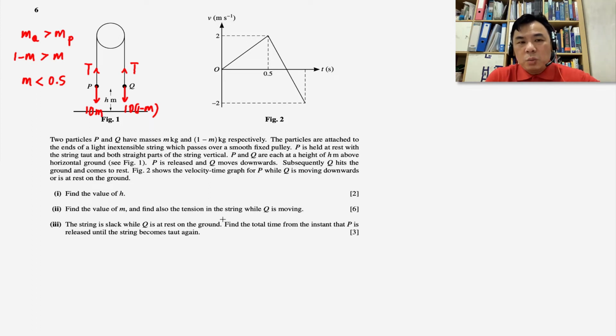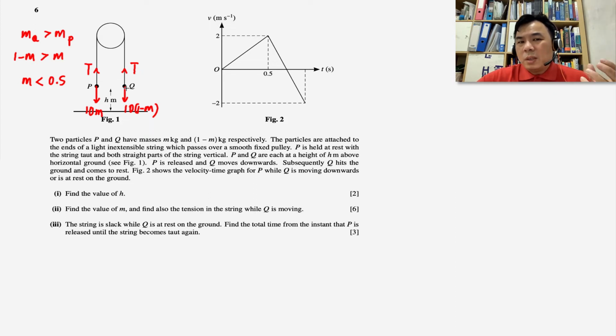Find the value of h, which is the height of P and Q from the ground initially, right? So how are we going to make use of the graph here? If you look at the graph itself, it actually takes 0.5 second for Q to reach the ground. When Q has reached the ground, P would have certain velocity while the string is still taut.